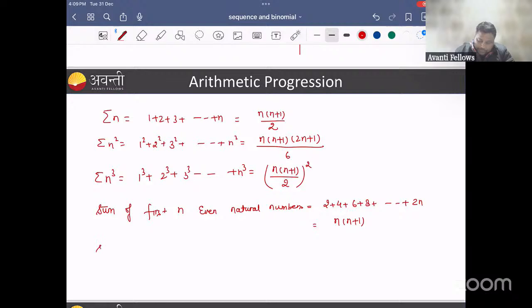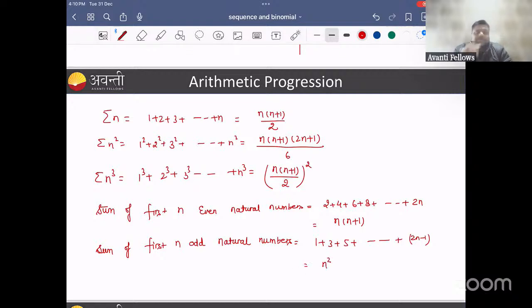And then the sum of the first n odd natural numbers, that is 1 plus 3 plus 5 up to 2n minus 1. And the formula for this is n square. I hope you will be able to remember all these formulas.